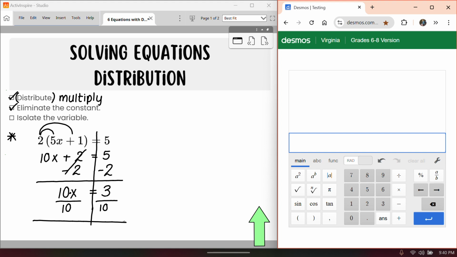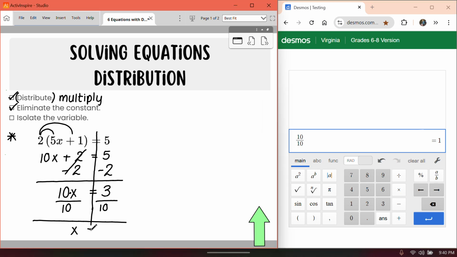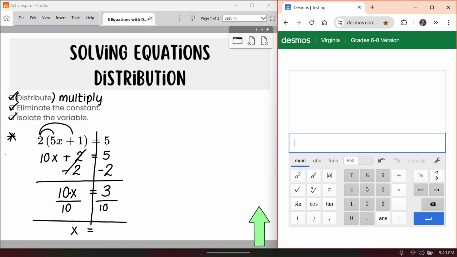So on the left, I have 10 divided by 10, and that gives me 1. But I don't need to write 1x down here. I can just put the x, because that means that there is only one of them. So I have isolated my variable. I just got to figure out exactly what it equals. And you can write the answer to this two different ways.